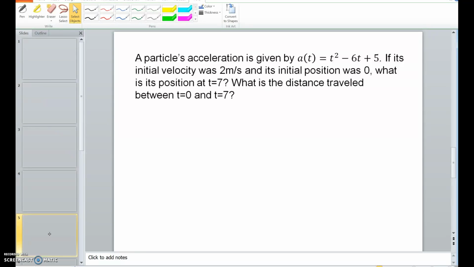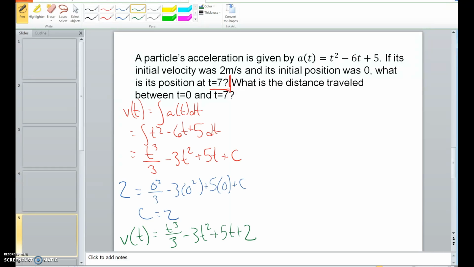So here's another problem where you're given an acceleration function and some information about the initial velocity and initial position, and then we want to find its position at t equals 7. So that's identical to the problem that we just did. So for that part, up until here, why don't you go ahead and try that. I'll put in some questions on PlayPosit for you to put in your answers, and then we'll talk about the next question about distance traveled.